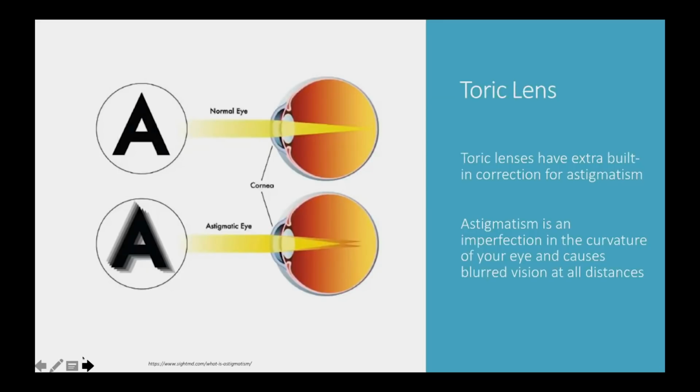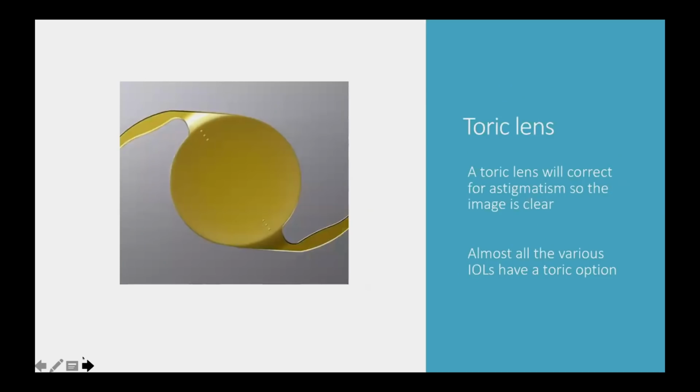And again, just like everything, astigmatism can be corrected with glasses, but if we're doing cataract surgery, it's nice to be able to correct for that with the lens implant too. So that's what a toric lens would do. It would have that extra built-in correction for astigmatism. And then again, it'll correct the astigmatism so that the image is clear, whether it's a distance target or a near target.